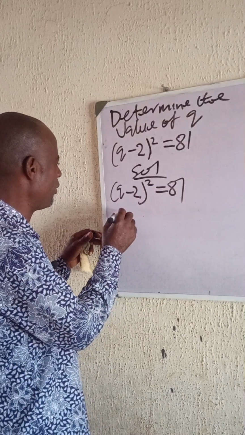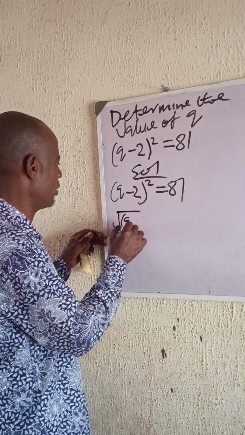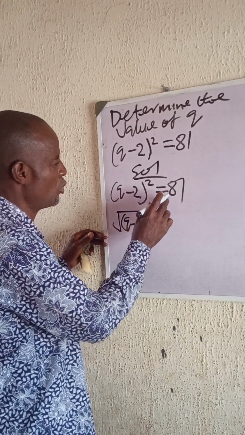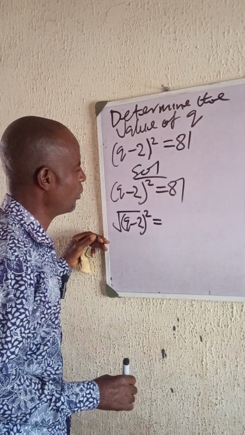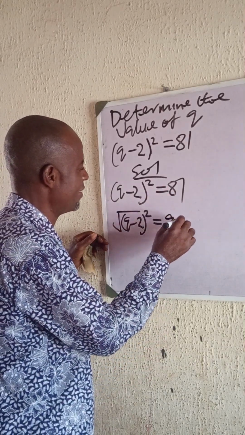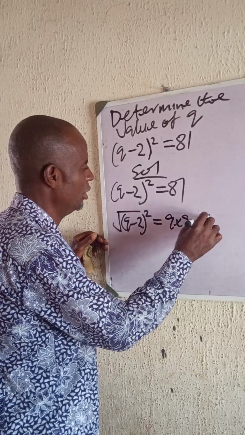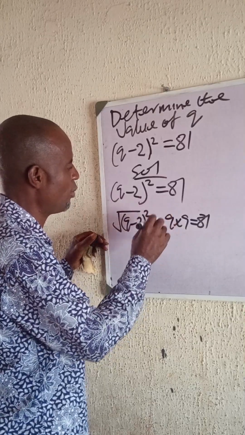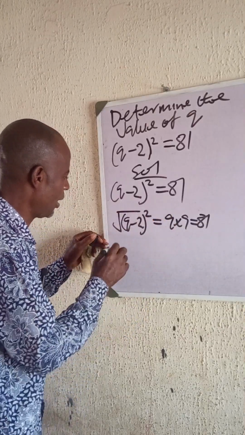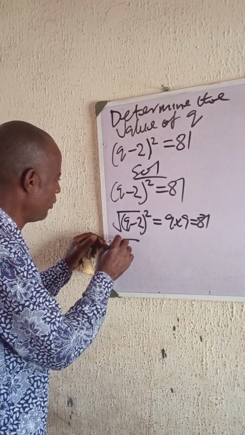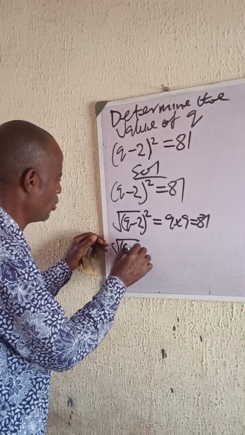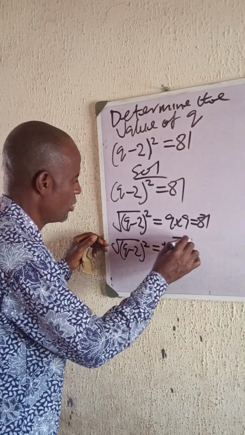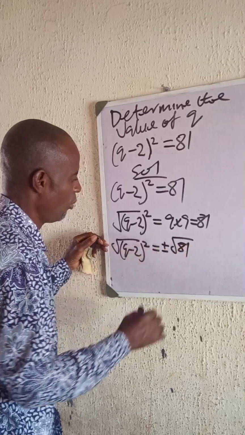When we do that, we have the square root of (q minus 2) raised to the power 2 is equal to the square root of 81. Then 9 times 9 will give you 81, which means the square root of 81 will be 9. Then we have here (q minus 2) raised to the power 2 is equal to plus or minus the square root of 81.